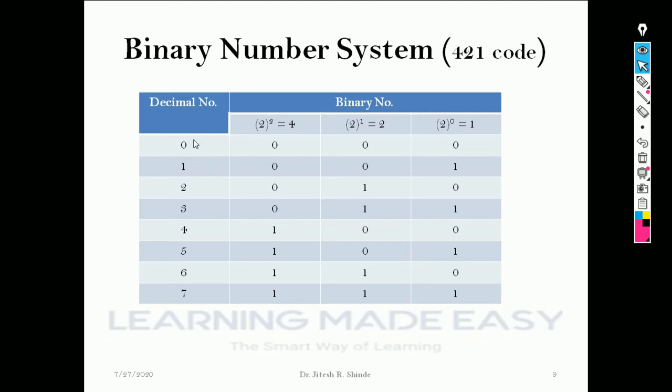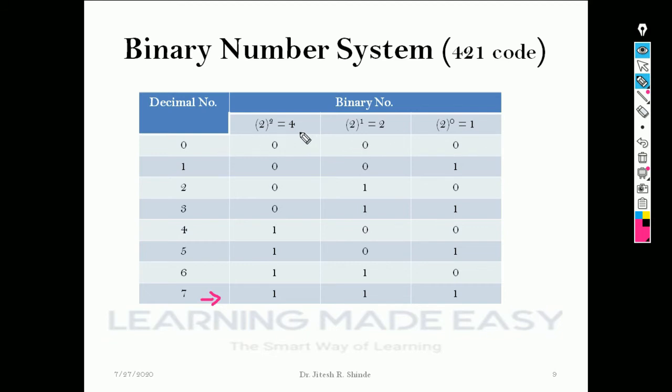This column represents a decimal number, and on the right-hand side its equivalent binary numbers are represented. For example, I want to represent 7. How can I represent it in the binary number system? 4 2 1. How can I obtain 7 from this combination of 4, 2 and 1? 4 plus 2 is 6, 6 plus 1 is 7.